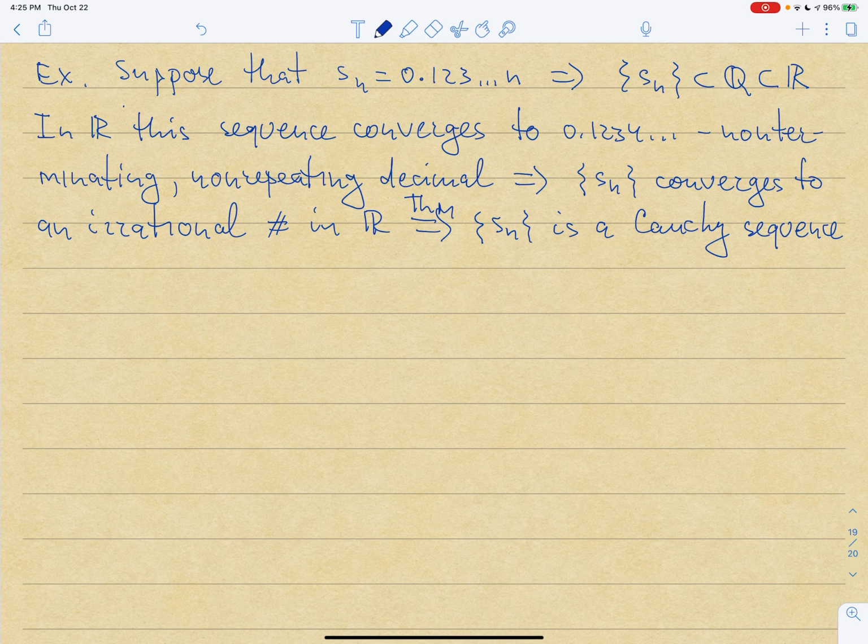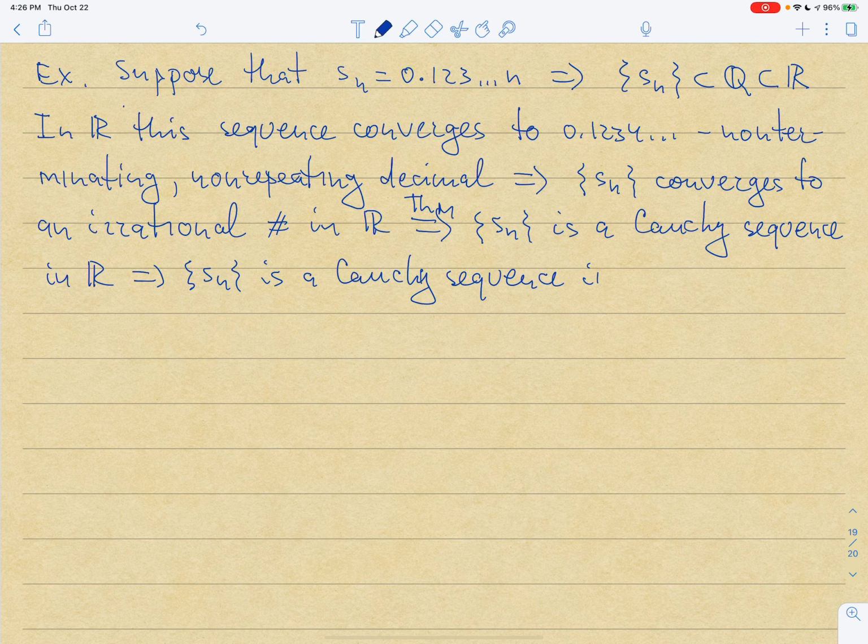All right, so if it is a Cauchy sequence, then if I look at it from the point of view of the set of all rationals, it is still a Cauchy sequence. Because a Cauchy sequence simply says that the distance between Sn and Sm is going to decrease as I move n and m to infinity. So if it is a Cauchy sequence in the reals, it must also be a Cauchy sequence in the rationals. So Sn is a Cauchy sequence in R, and therefore Sn is also a Cauchy sequence in Q.